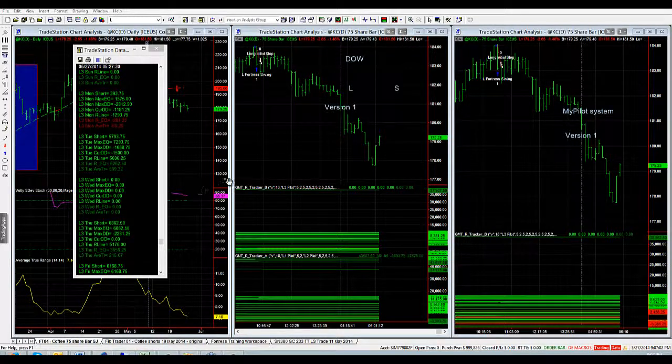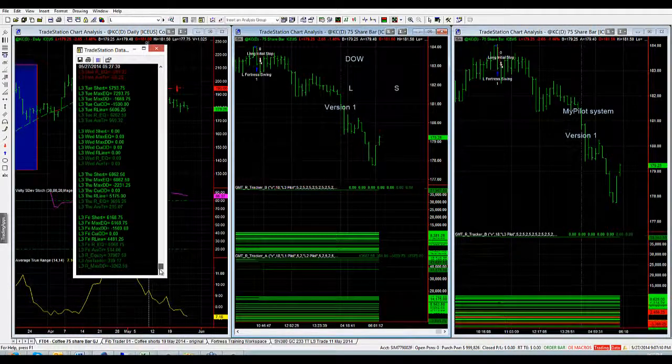What the A and B tracker does is track the performance of the different days of the week and the longs and the shorts. So they break up the strategy, so you're getting a really good look at every single day's trading.